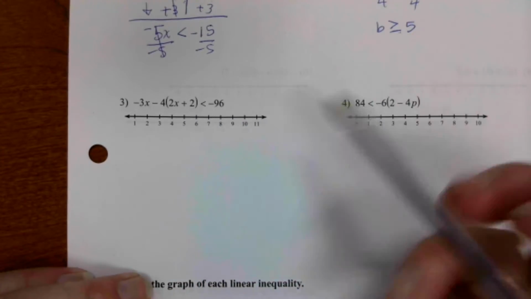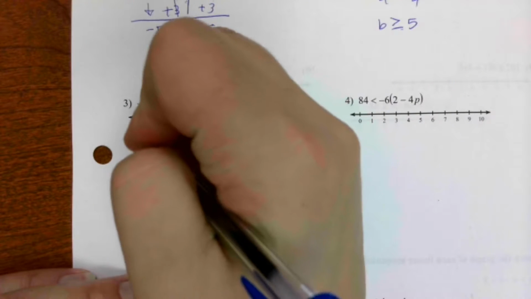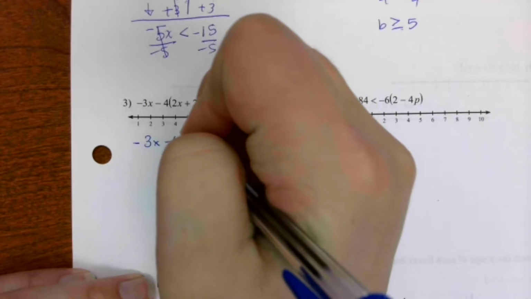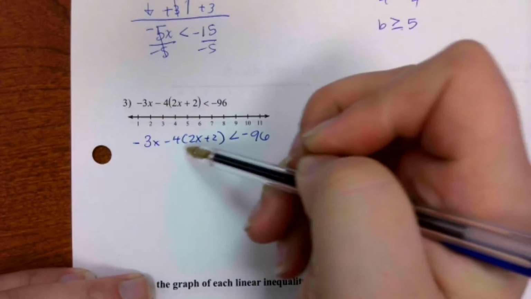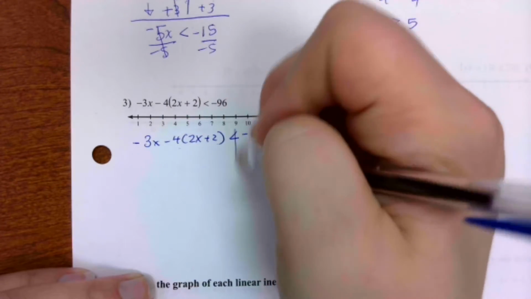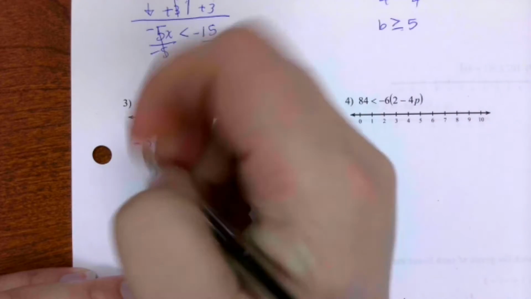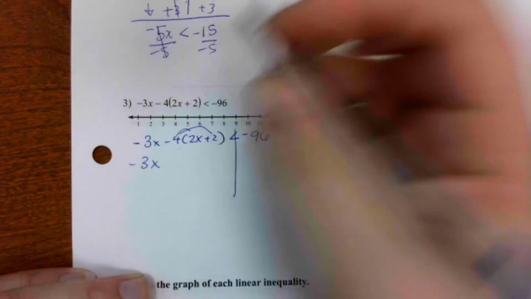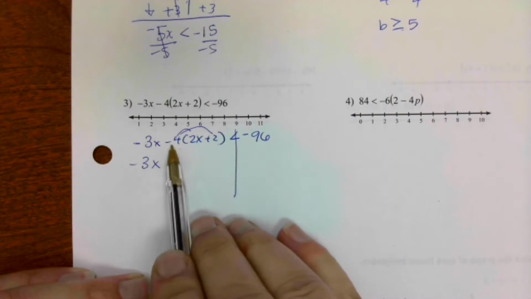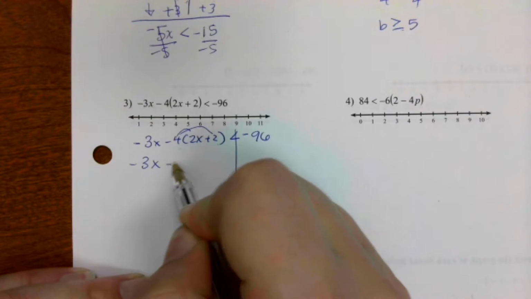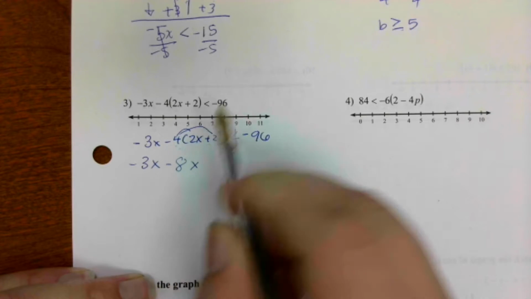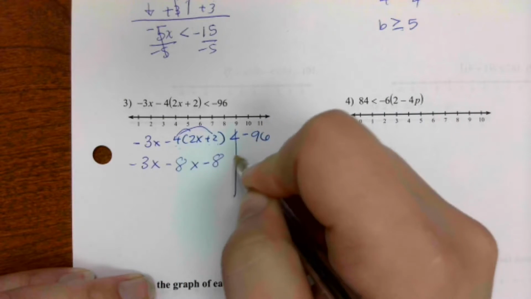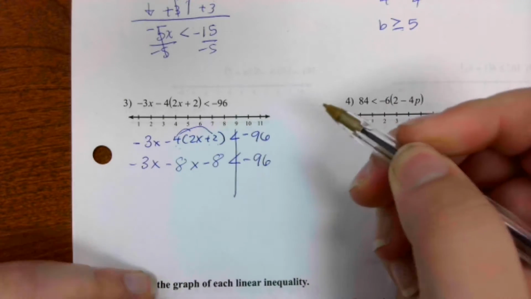Here it gets a little bit more complicated. Same thing though. Write it down. Distribute. Oh, I'm going to draw a line. Distribute. The 3x just comes down. Negative 4 times 2x is negative 8x. Negative 4 times a positive 2 is negative 8. There was just one extra step.